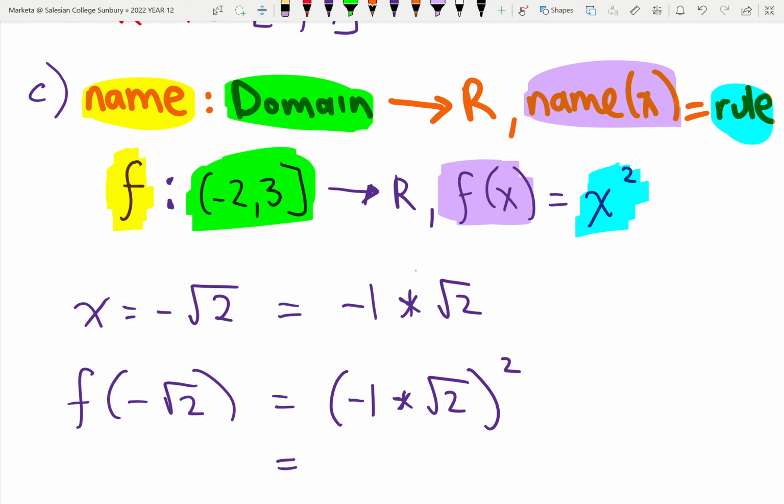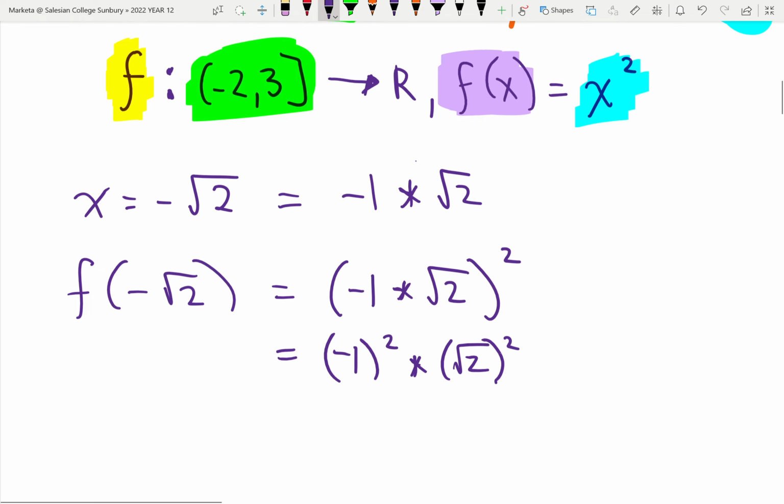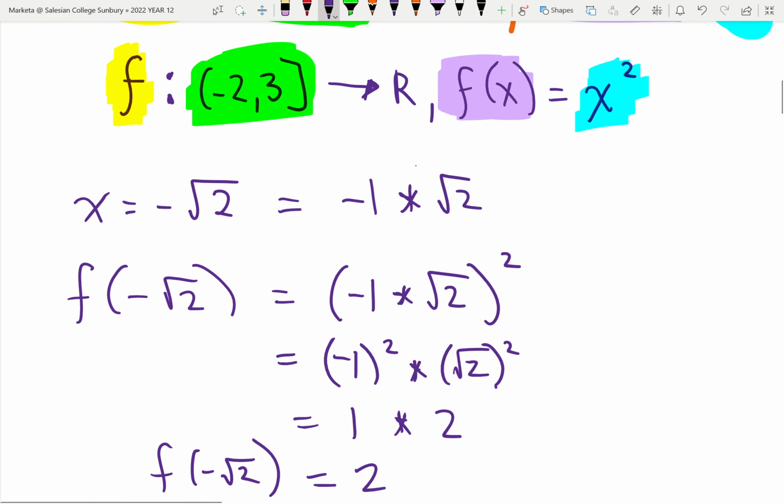I might just write each part out. And then we're timesing that by root 2 squared. So that gives me 1 times 2 equals 2. So f of negative root 2 equals 2. You don't need to write all that working out there. I just wanted to point out to you what that negative out the front was doing.